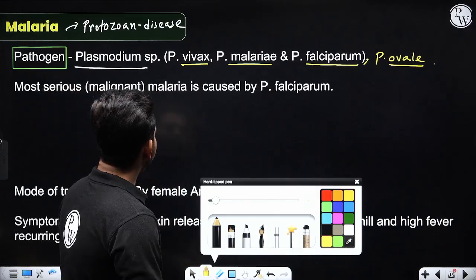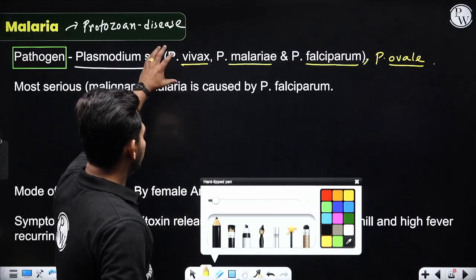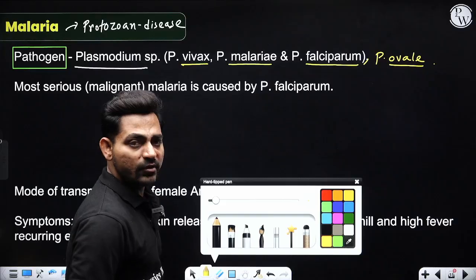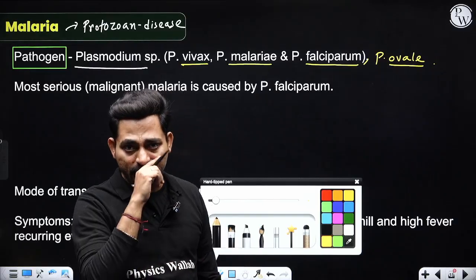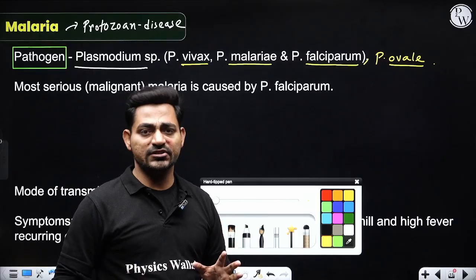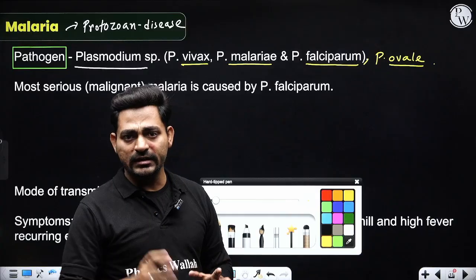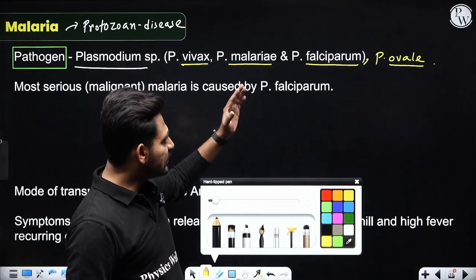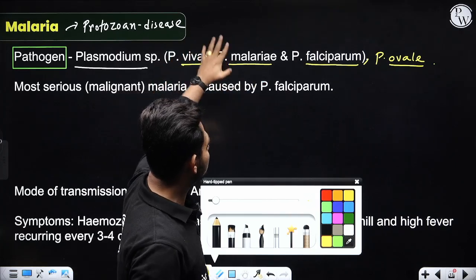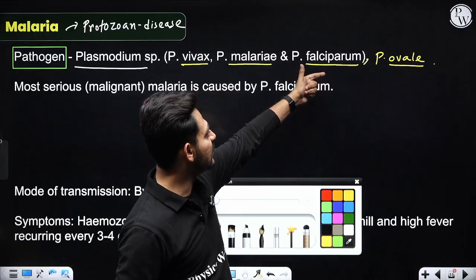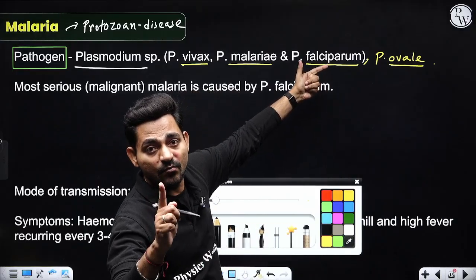Now, among them, the common one is Plasmodium vivax. Here we will be talking about the life cycle of Plasmodium vivax in the body of the mosquito, the female Anopheles mosquito, and human. Plasmodium falciparum: everybody is a gangster, vivax, malariae, ovale, but Plasmodium falciparum is a monster.